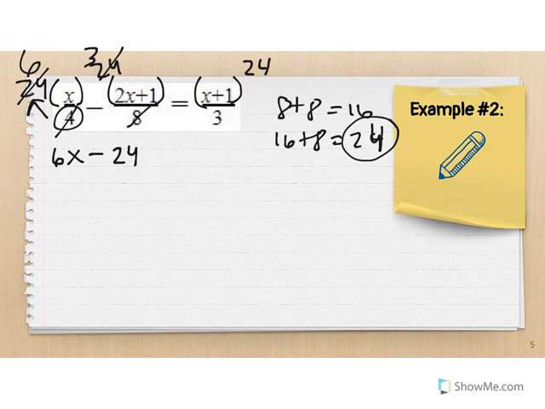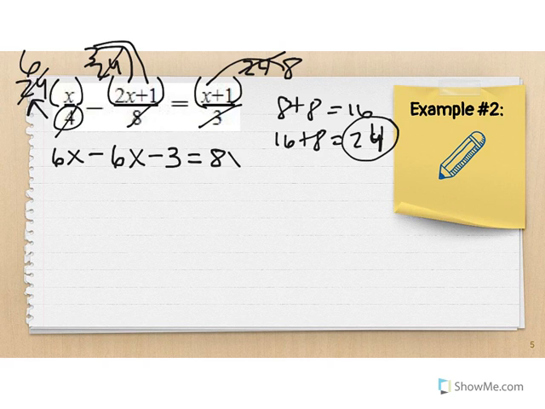I'm going to distribute this while it's up here. So a negative 3 times 2x is going to be a negative 6x. And then negative 3 times 1 is a negative 3. Equals, and now 3 goes into 24 how many times? So we have 8 times. So there is that. And now I'm going to distribute this: 8 times x is 8x. 8 times 1 is 8.